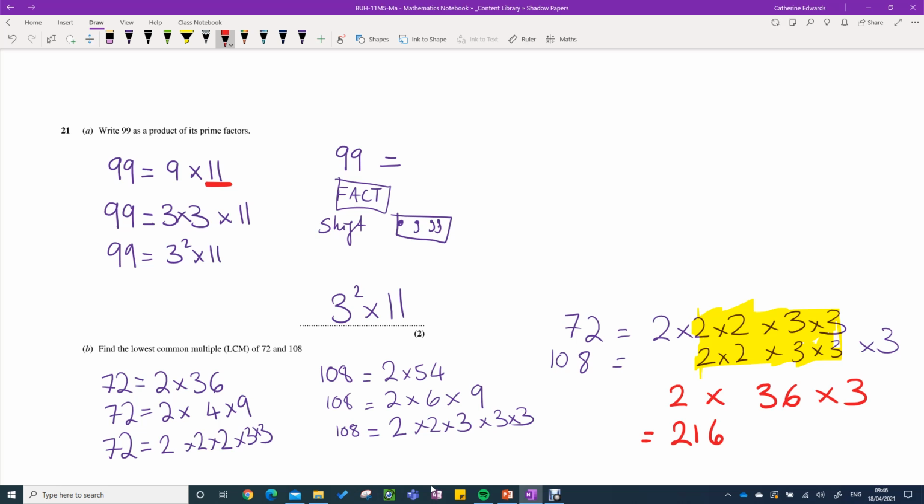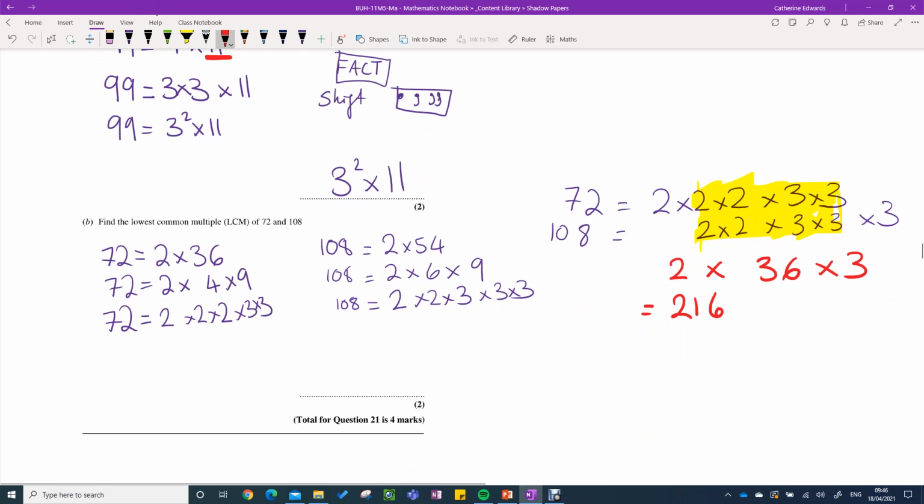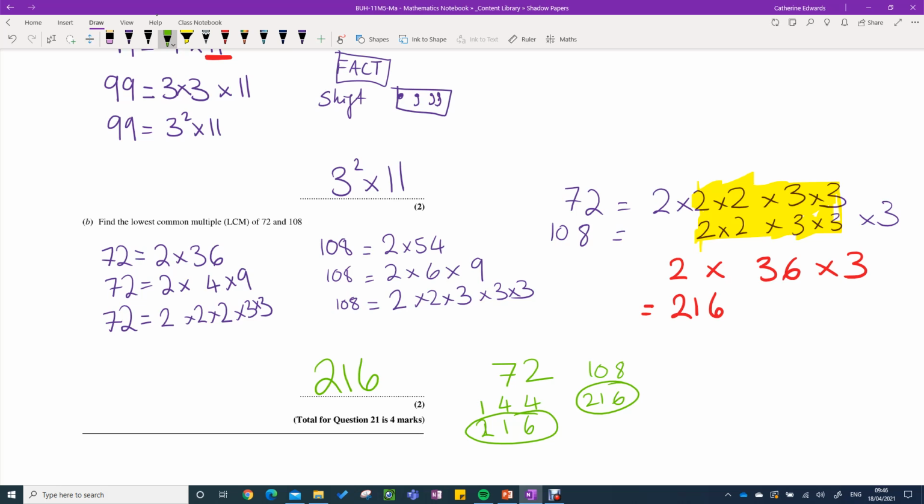My other option for this is if I had written out my times table. So I could write 72, 144, 216, and 108, 216, and I could see that 216 is my lowest common multiple, whichever way you prefer.